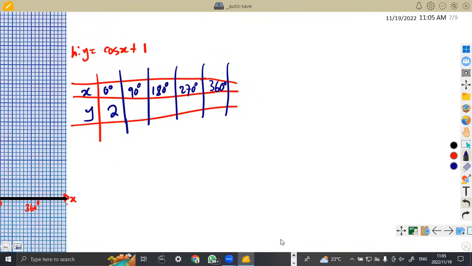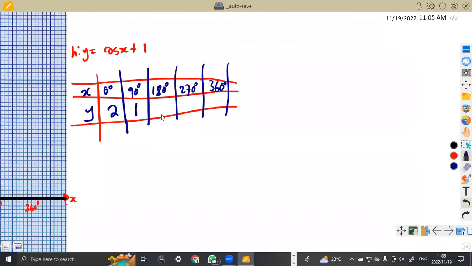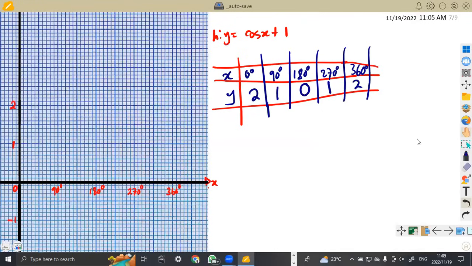We move on to the other one, cos 90, just like that until the last one. So here we put a 90, cos 90 plus 1, which is a 1. We move on to 180, which is going to give a 0, and then a 1 and a 2. So these points are enough. You can draw your graph.